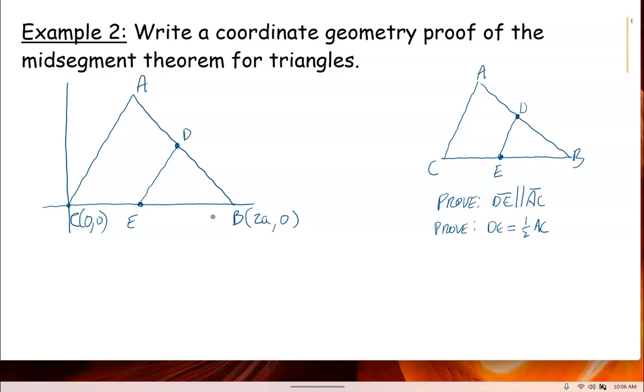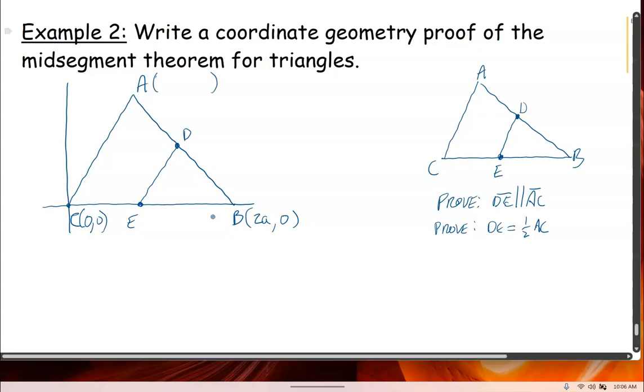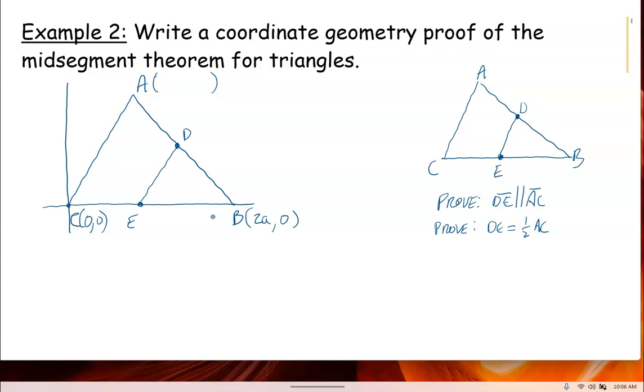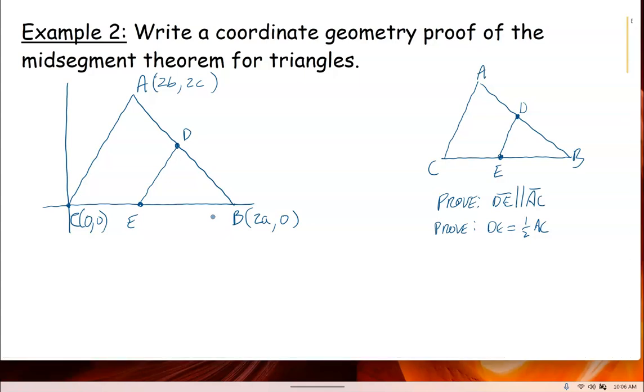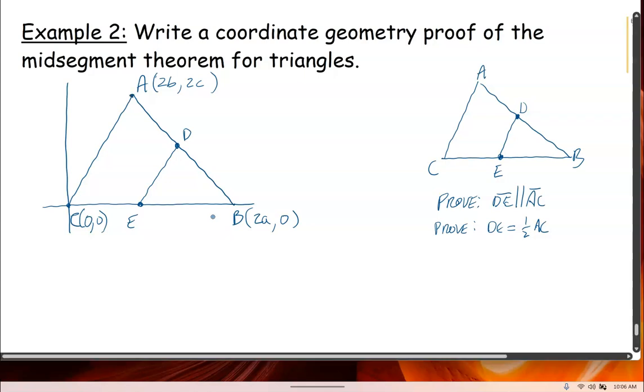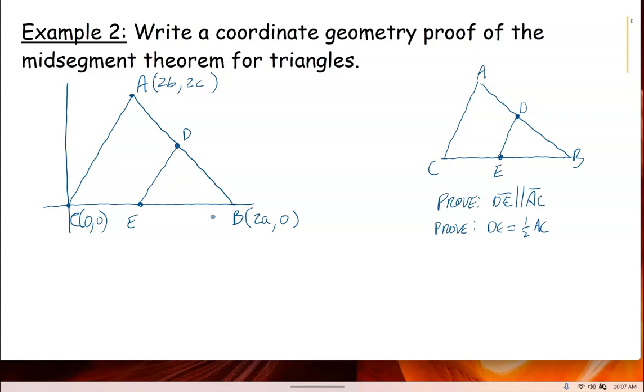Okay, now point A is floating out in space. It's not on an axis, so we don't know the x coordinate or the y coordinate, so we can use any letters we want for those. So for example, I could call this 2b and 2c. Okay, so that allows us to move point A around anywhere in our coordinate plane, because b could be any positive or negative number, c could be any positive or negative number. So that ensures that we are representing any possible triangle that we could create. Okay, so as b and c change, the shape of this triangle changes as well.